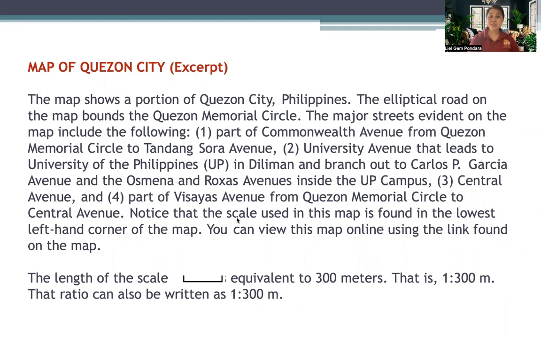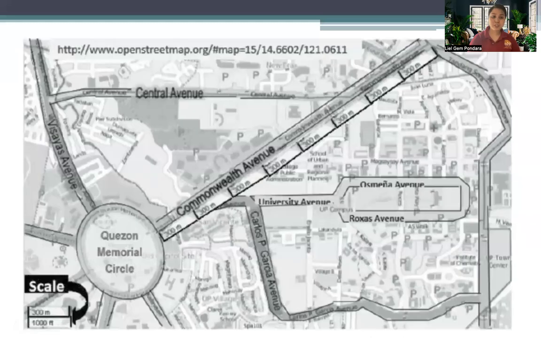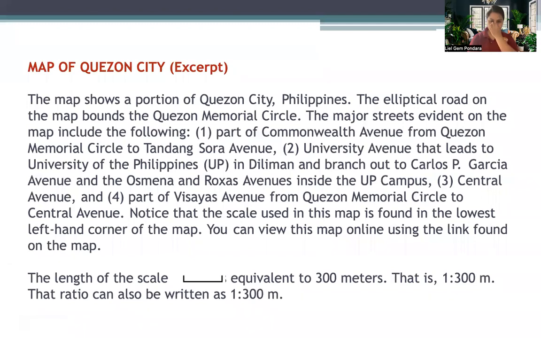Notice that the scale used in this map is found in the lowest left-hand corner of the map, this one. You can view this map online using the link found on the map. The length of the scale, this one, is equivalent to 300 meters. That would mean for every distance of this in the map, that's equivalent to 300 meters in its real distance. The ratio can be written as 1:300 meters. Now, what are you going to do?